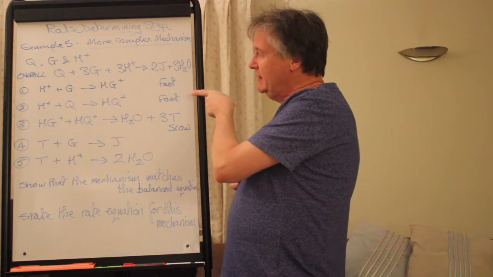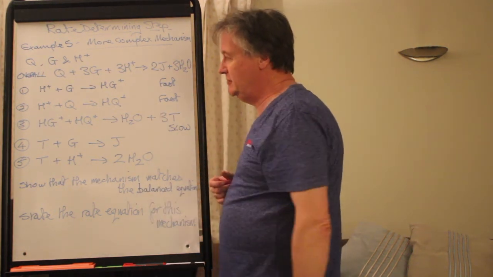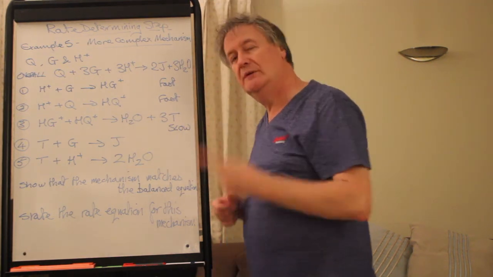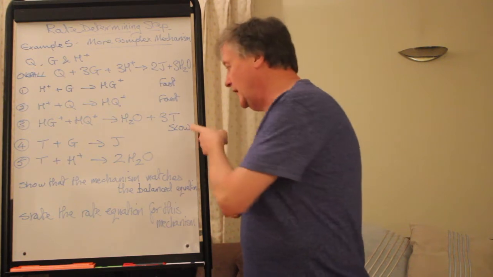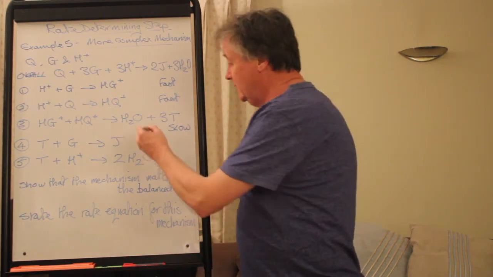Fast step with an H plus joining with a G, fast step with an H plus joining with a Q, and then the HG plus and the HQ plus join together, and that's the slow step. I want to ask you the question, why is 3 going to be the slow step?